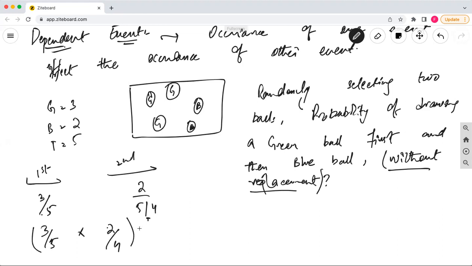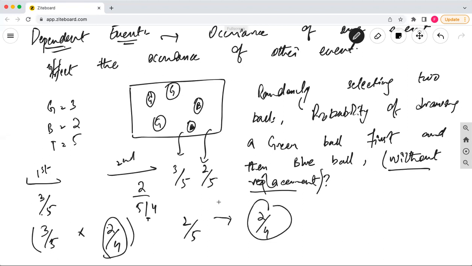So why are these dependent events? In actuality, the probability of getting a green is 3 out of 5, and the probability of getting a blue is 2 out of 5. But we are considering a case which is without replacement. So based on the first scenario, the probability in the second scenario changes. This would have been 2 over 5, but it becomes 2 by 4. So these are dependent events, in which the occurrence of one event affects the occurrence of the other event. And usually these are without replacement cases. Okay, so let's discuss further.